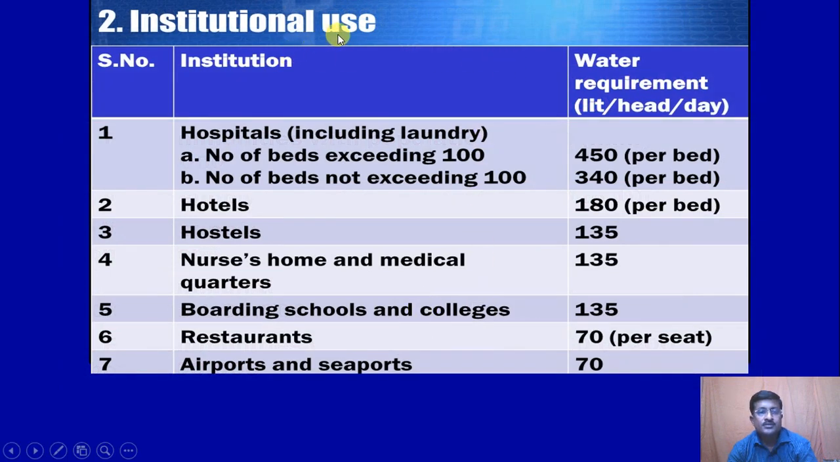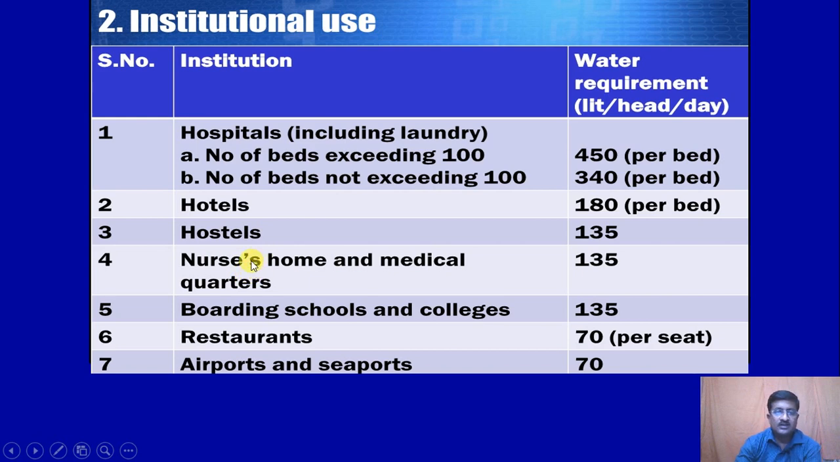Now institutional use. In this column the institution is there, and in the second column the water requirement in liters per head per day. Hospitals including the laundry, number of beds exceeding 100, 450 per bed. The number of beds not exceeding 100, 340 liters per head per day. Then in hotels it is 180. Then in hostels it is 135.